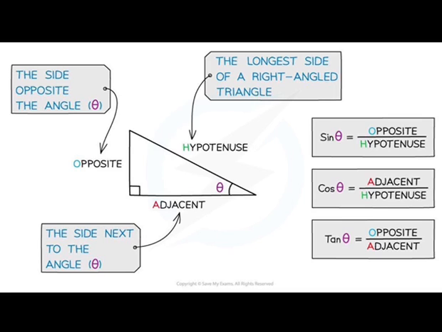Sin is equal to opposite divided by hypotenuse. Cos is equal to adjacent divided by hypotenuse. Tan is equal to opposite divided by adjacent.